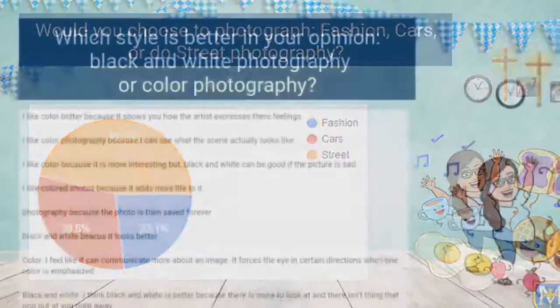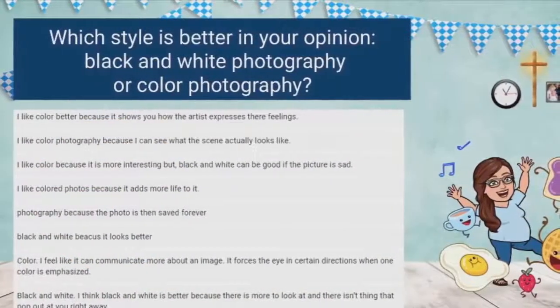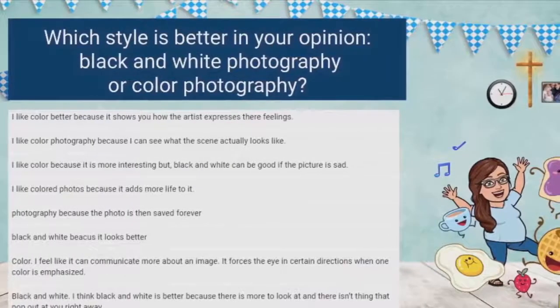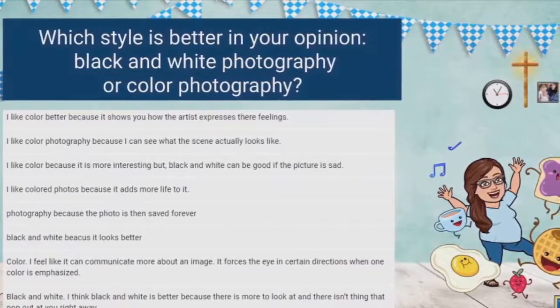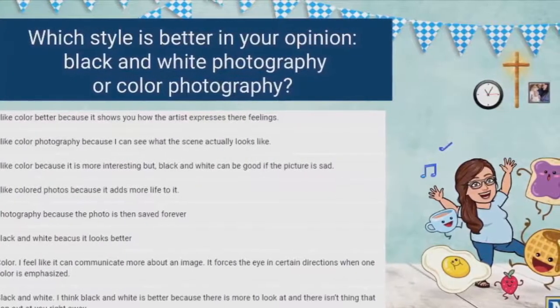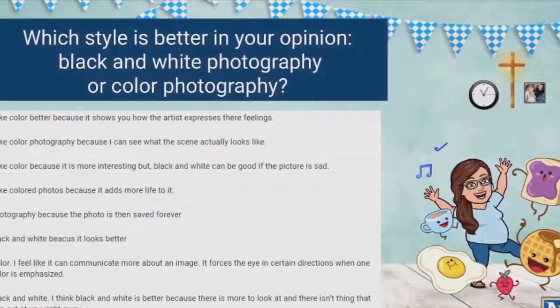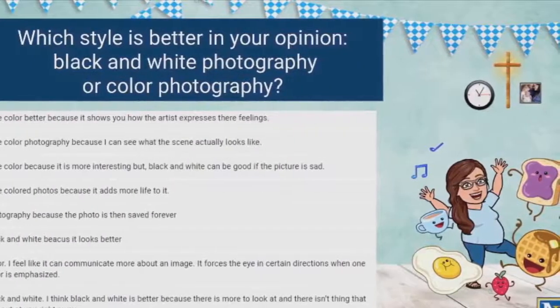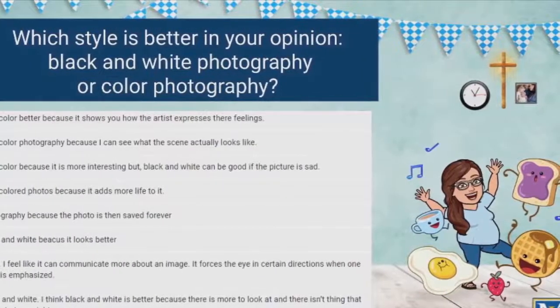And the final question of today is, which style is better in your opinion? Black and white photography or color photography? So we have color, color, color, color, and then regular photography, black and white, color, and black and white. So overwhelmingly we said color photography, which is another interesting thing because in previous years it's been black and white for different reasons.